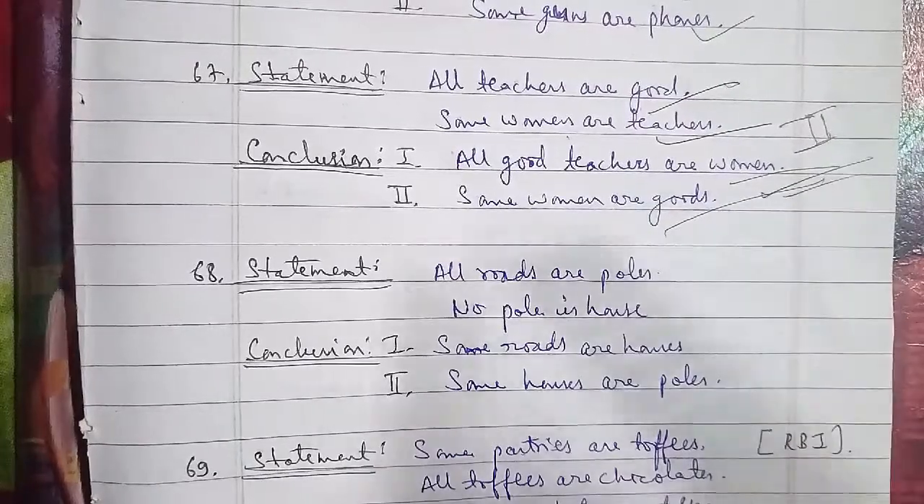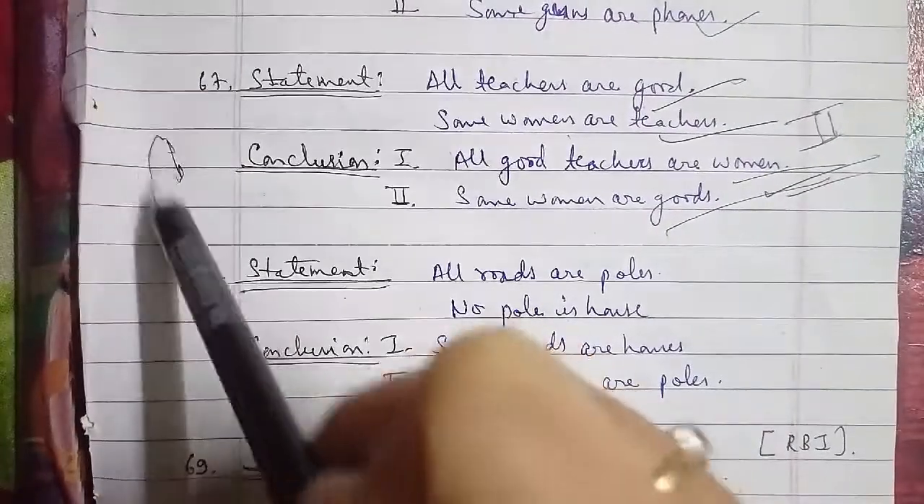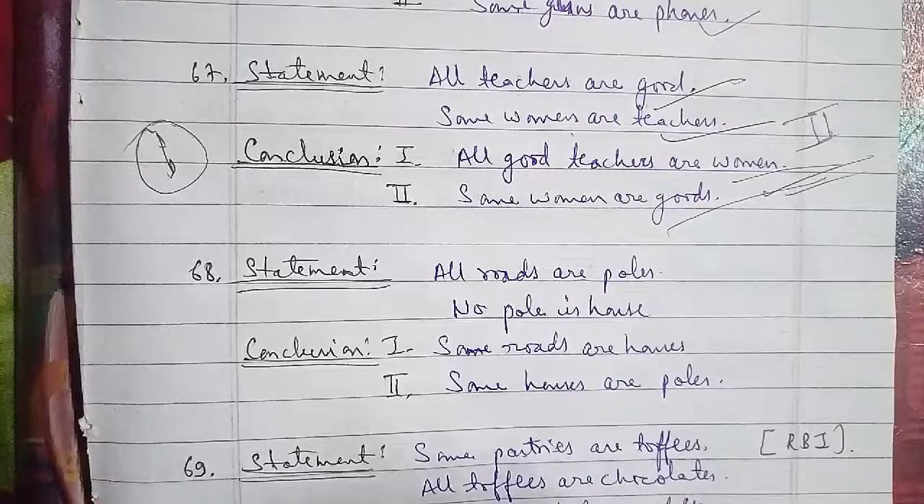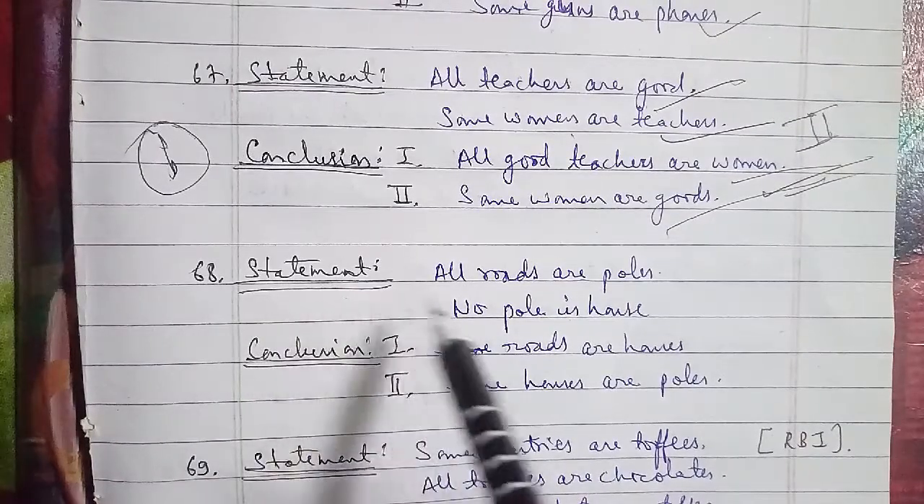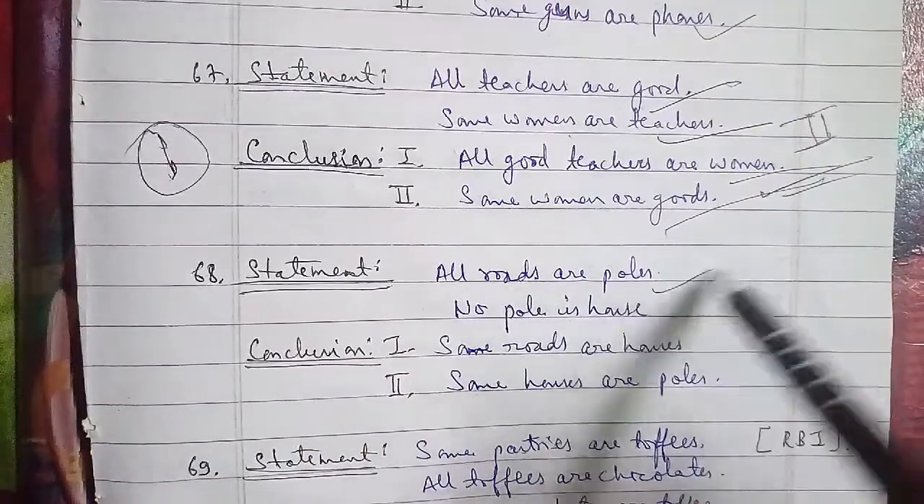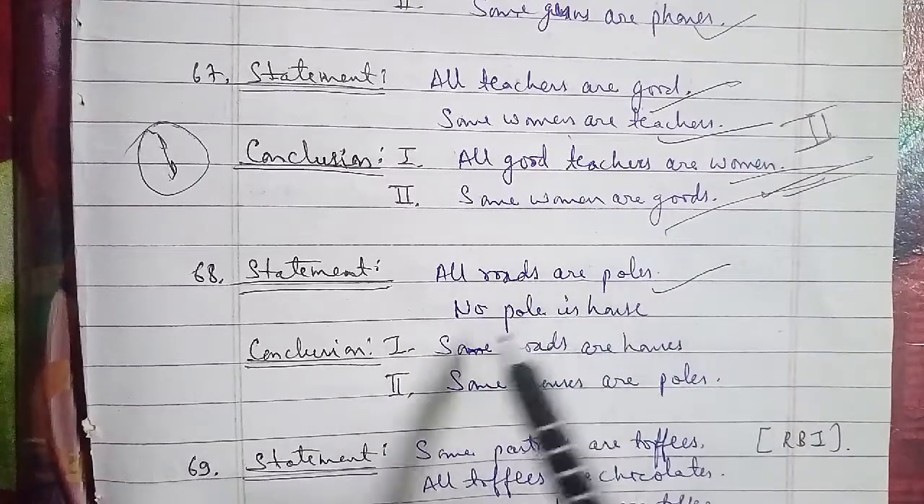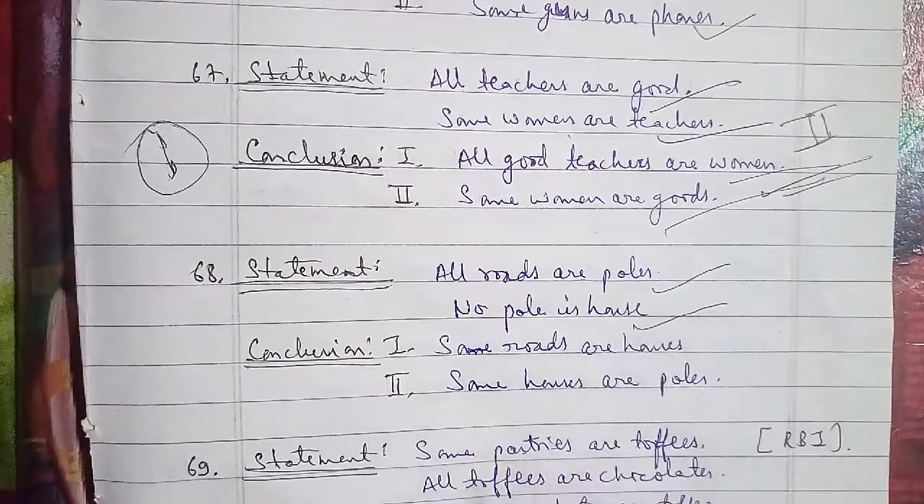Moving ahead with another question, the 69th question of the session here. The statement has been given. The statement is: some pastries are toffees, and all toffees are chocolates.